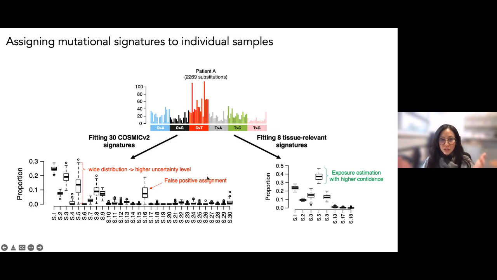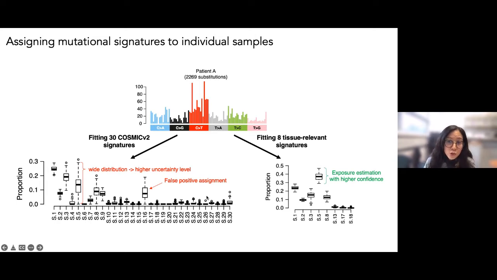All it's doing is trying to fit as many of the signatures as you present to it as possible. So if you say this is patient A, fit 30 signatures, that's what it will do. If you say fit 50, that's exactly what it will do. If you say fit 8, because this is most relevant to my tissue, that is what it will do. So when you fit 30, you get a wide distribution, more uncertainty, you get false positive assignments.